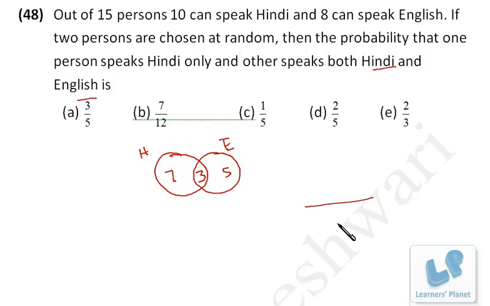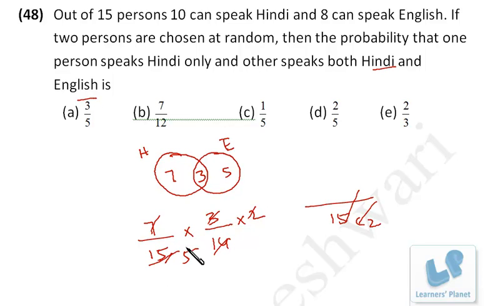So the total choice is 15C2. For the one person who speaks Hindi only, we have 7 choices. So I choose the first person as only Hindi, so that's 7 by 15. And the second person as Hindi and English both, so that's 3 by 14, right? Into 2, because the first person may be Hindi and English both, and the second person may be Hindi only, right? So this is 1 by 5, right? I hope you are clear.